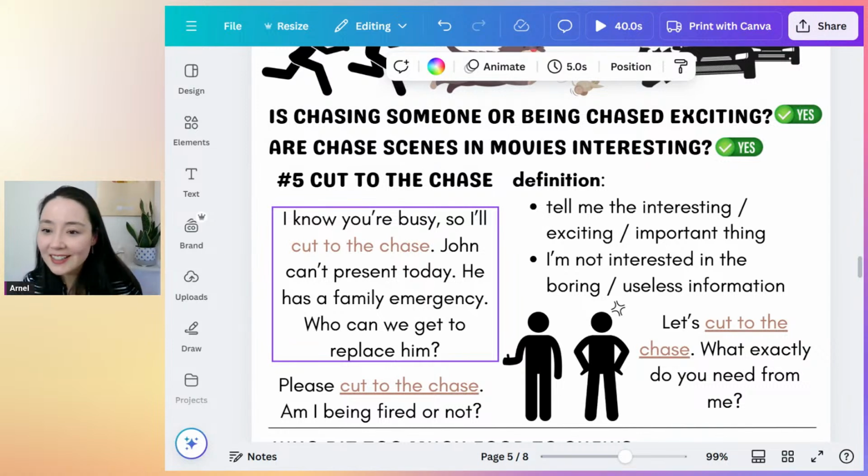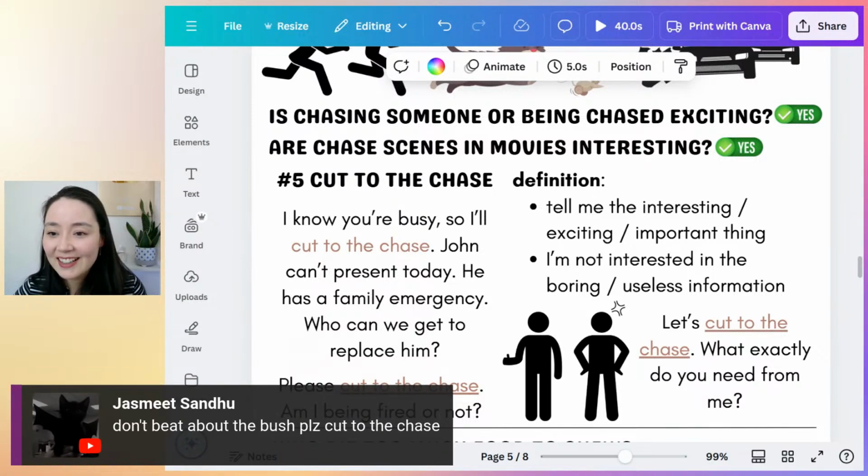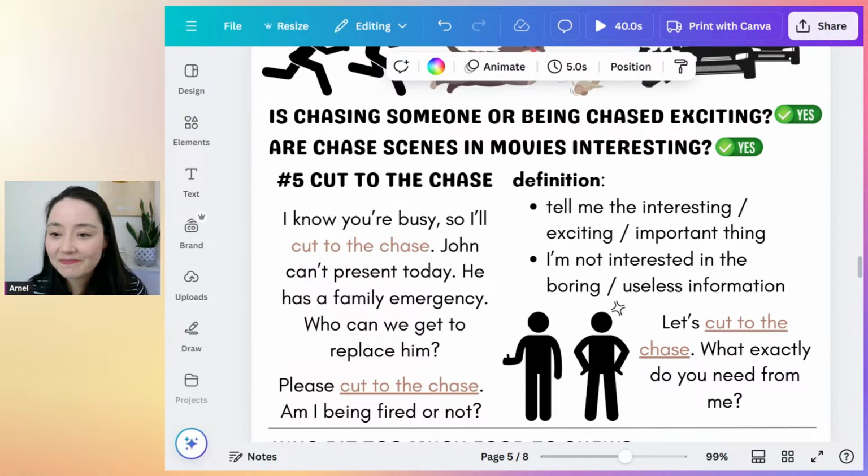Let's move on. Oh, but we have some good examples coming in. Honey says, cut to the chase. Tell me, don't waste time. Absolutely. If you say that to someone, you're making it really clear that maybe they're being a bit boring, too slow. Jasmine, I love it. Don't beat about the bush. Absolutely. Please cut to the chase. Nice. Okay, good.